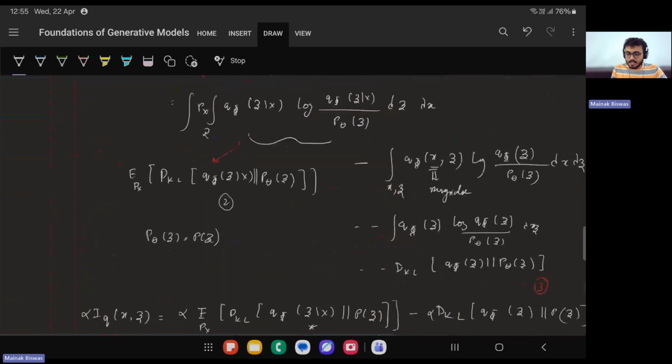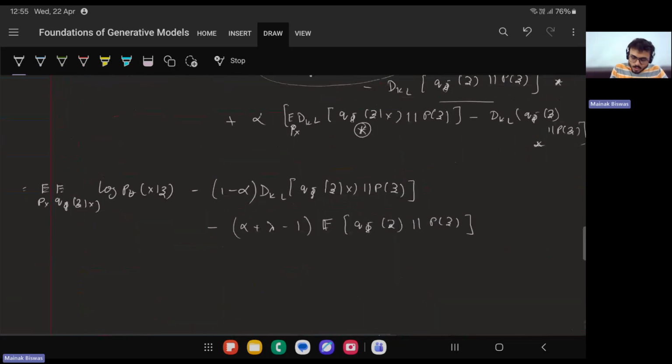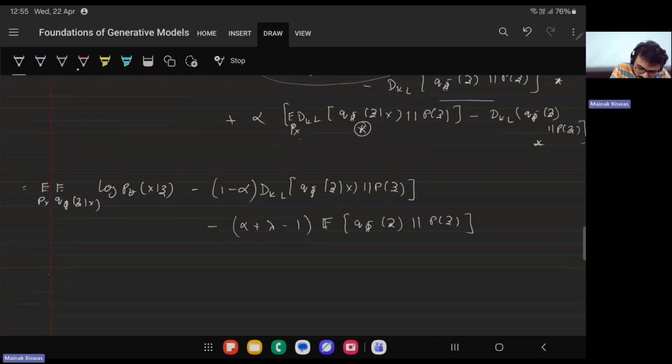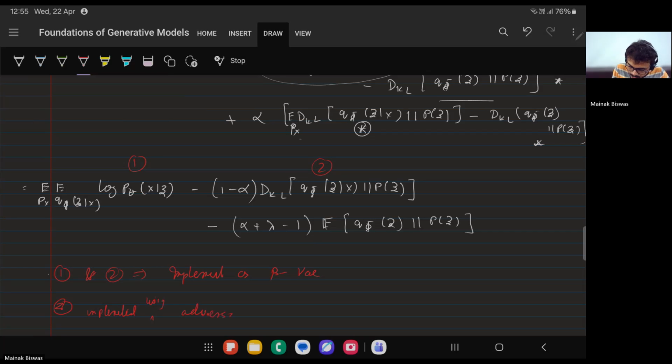Okay, that is right. So now you see, if I write this as 1 and this as 2, 1 and 2 are implemented as beta-VAE. 3, we will see, can be implemented as adversarial networks, using adversarial networks. What does it mean? We'll see in GANs what it means.